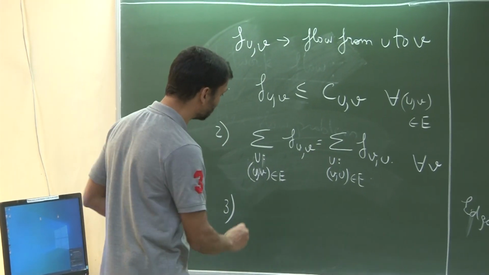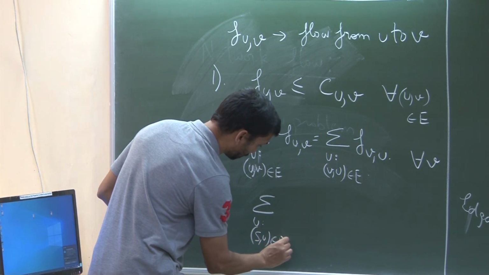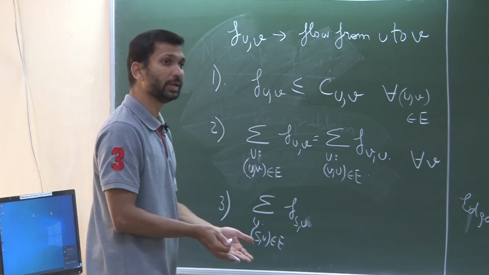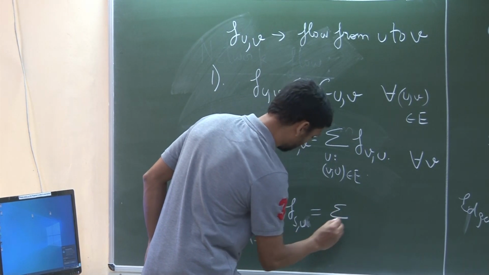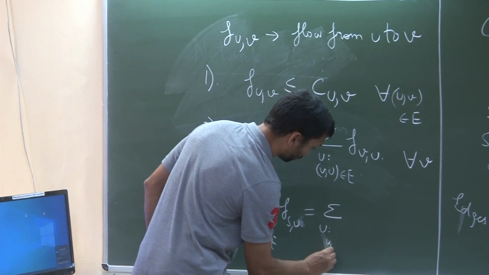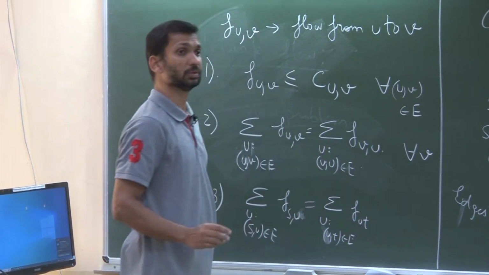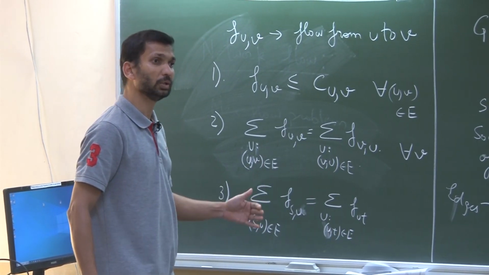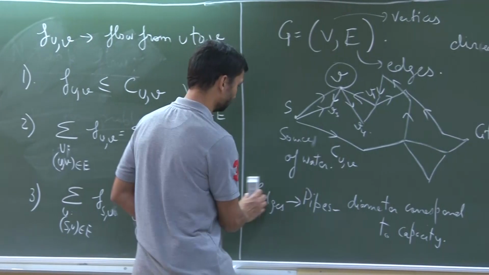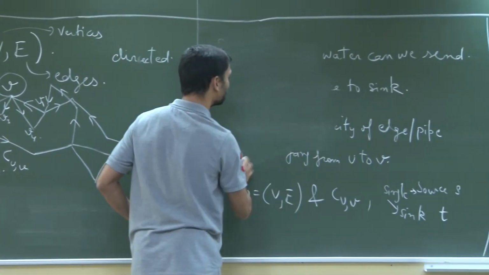And how do I write the third equation? Summation over U such that, this is the amount of flow going out of S. This is the amount of flow going into T. Okay. So I will keep this picture because this is kind of instructive.